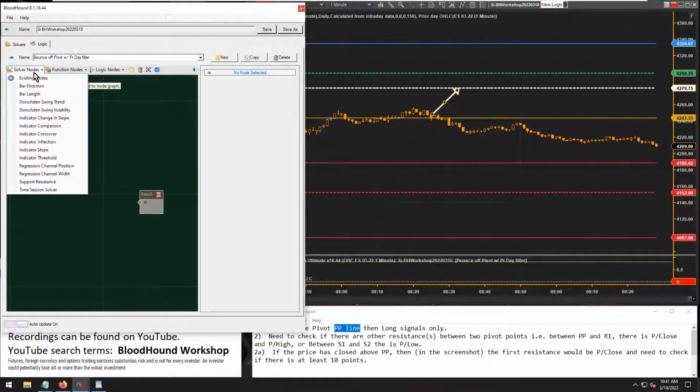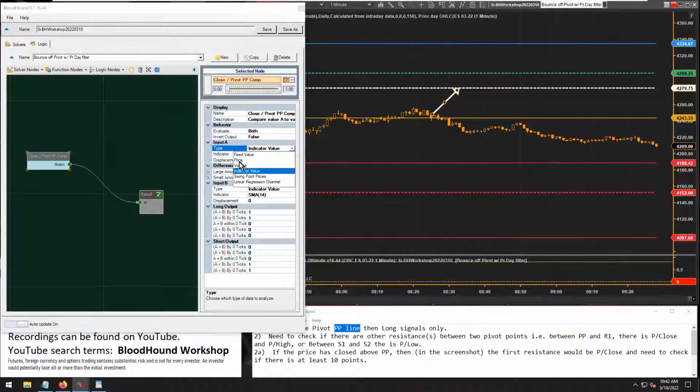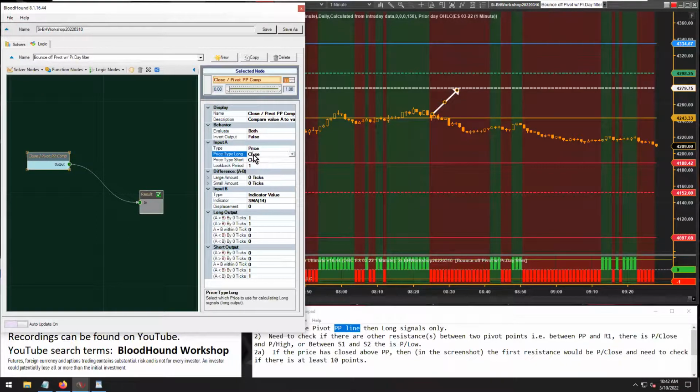So to do that, we're going to grab a comparison solver like so. Drop that in there. All right, so we're going to compare the close to the pivot PP line. So input A, that's going to be the closing price of the bar. So we're going to change the type to price, and the closing price is the default, so we'll just leave that alone. And then input B, that will be the pivot indicator.